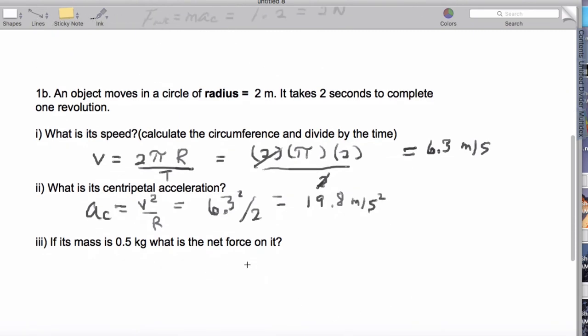And getting the force on that, again, F net equals m times a_c, and that's going to equal 0.5 times 19.8, and that's going to give us about 9.9 newtons.